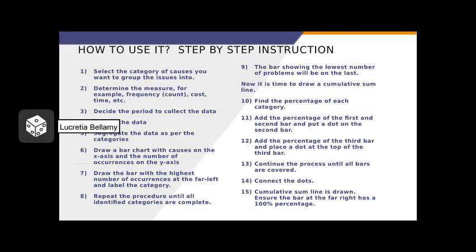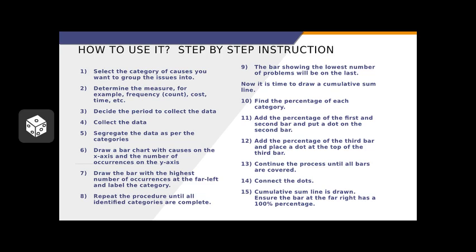As I stated earlier, Pareto charts are extremely easy to use. In this slide, I will discuss step-by-step instructions on how to draw one. The first step is to select the category of causes you want to group the issues into. Second, determine the measure, for example, frequency, cost, time, etc. Third, decide the period to collect the data. Fourth, collect the data. Fifth, segregate the data as per the categories.